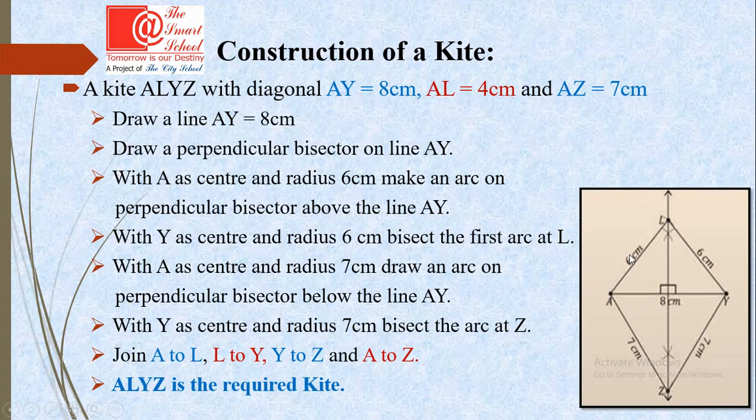Now open your compass 6 centimeter, put it on A and make an arc on the perpendicular bisector. Then from Y, make an arc on the perpendicular bisector. So this point is called L. And now open 7 centimeter from A, below this line, make an arc and just cross the perpendicular bisector. Then from Y, again make an arc which will intersect the first arc at this point Z. Now join these A to L, L to Y, Y to Z and A to Z. And your required kite ALYZ is here.